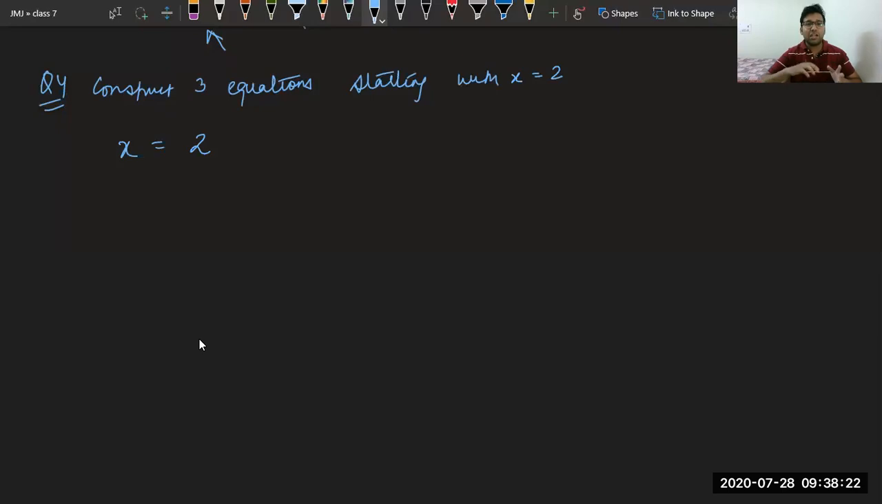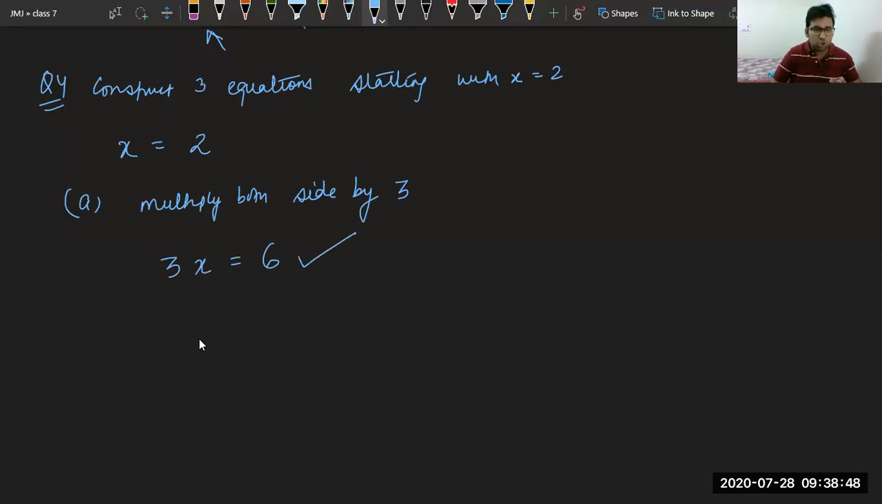Okay, to make a different equation from this, we have to do the same things on both the sides. You can do any way. Suppose I take the first as a part, multiply both sides by 3. Suppose I do this, multiply both sides by 3, I will get 3 into x equal to 6. This is also an equation. If you solve this, you will get this back. So this way you can think of any way.